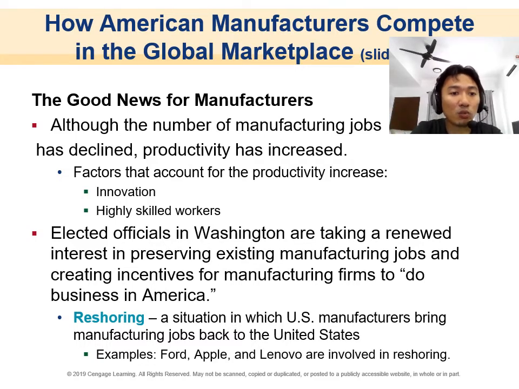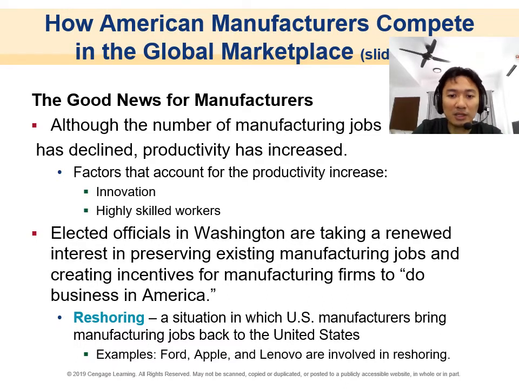There are two reasons why this happened. You can see here, these are the two reasons. Number one is innovation. Number two is highly skilled workers. Innovation, in essence, is just finding a better way to produce a product, and this is one of the key factors that have enabled American manufacturers to compete in the global marketplace. They were very good at finding better ways to produce products. Number two is workers. Workers in the manufacturing sector in the United States have become very highly skilled. Therefore, they were able to make more goods with fewer employees.